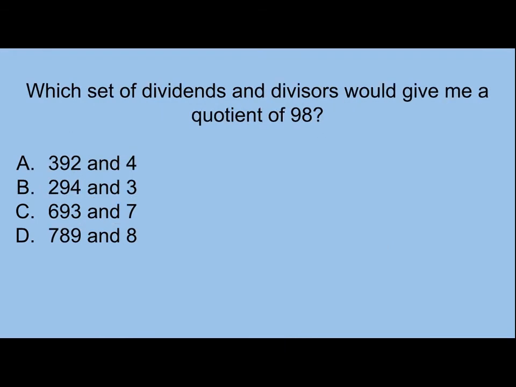So on this one, we have a set of dividends and divisors, and which would give me a quotient of 98. So rather than looking for a range, now we're looking very specifically for a specific quotient. So pause this video and solve all four.